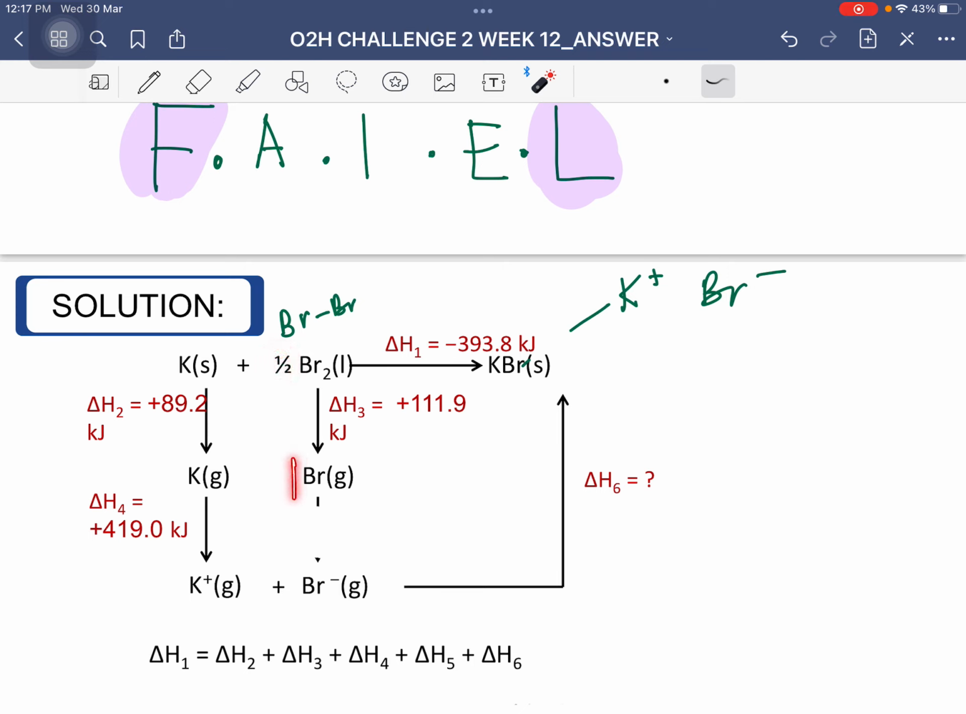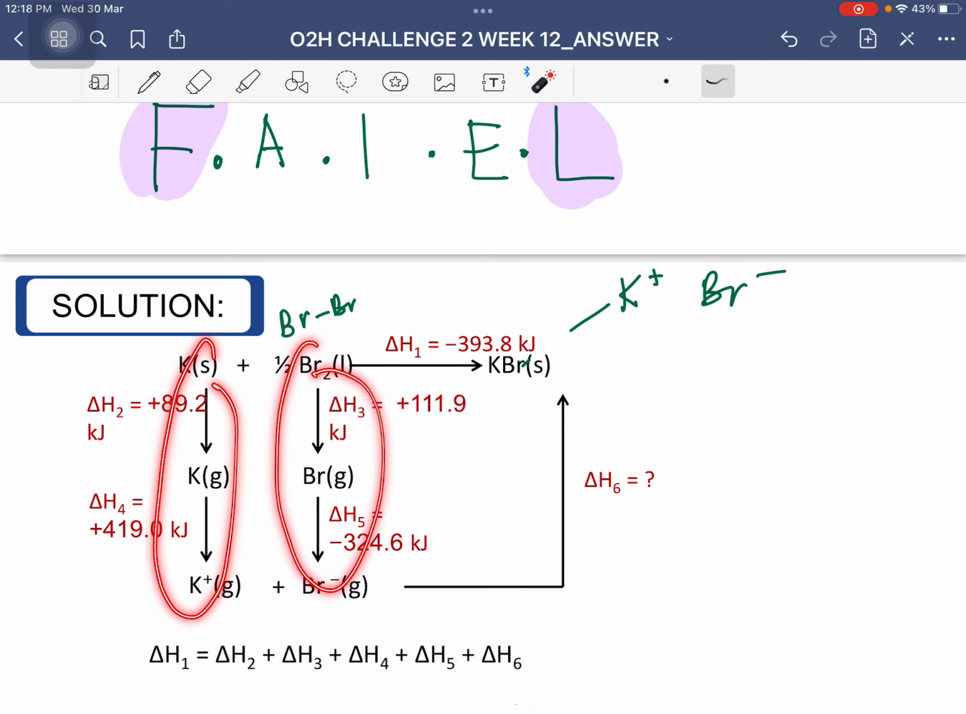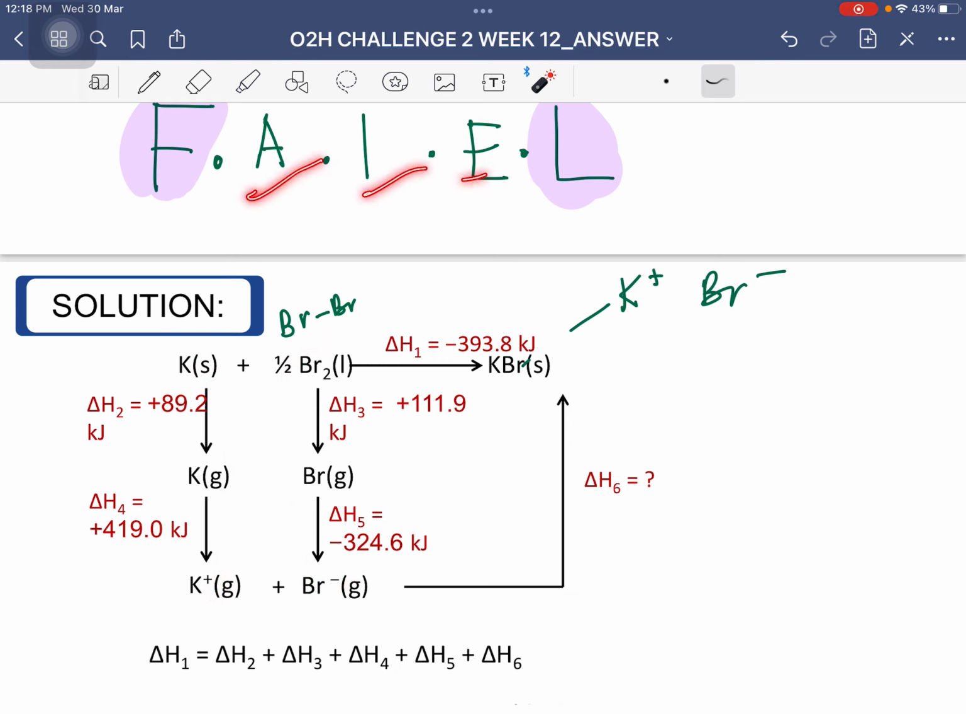How do we know we need one bromine gas atom? Because here we need 1 mole Br minus. Okay. Daripada Br gas atom, kita boleh tukarkan dia kepada Br minus, iaitu electron affinity. Gain 1 mole electron will release heat, negative 24.6. Okay, so we have done our metal part and our non-metal part. Kita dah buat semua ni.